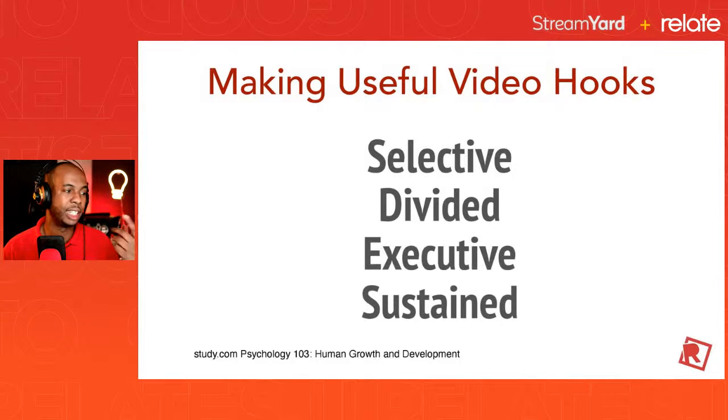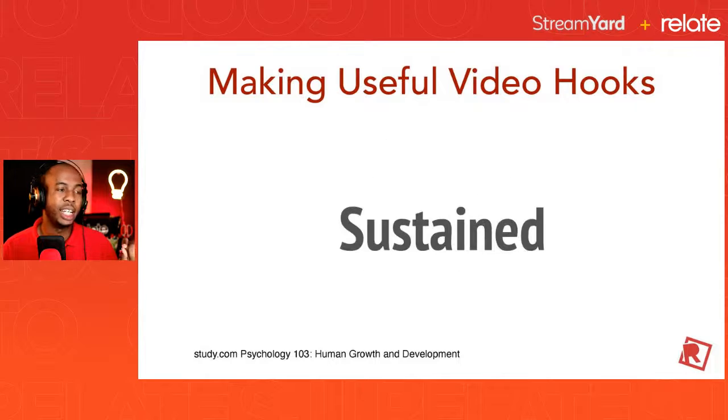You can get selective attention, divided attention, executive attention, sustained attention, and there are many other different types of attention that you can get. If you do a psychological study, there are many studies out there that talk about different types of attention. The one that we want to look at today is sustained attention.